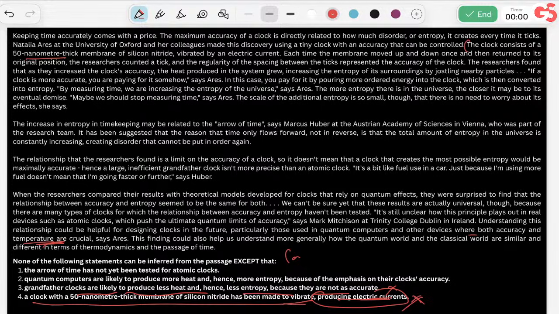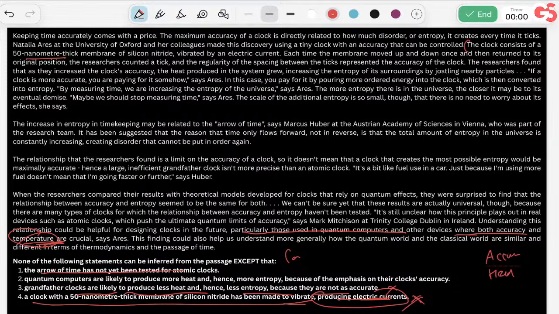Quantum computers are likely to produce more heat and hence more entropy because of the emphasis on the clock's accuracy. Particularly those used in quantum computers and other devices where both accuracy and temperature are crucial. ओके, मोर एक्यूरेसी ज़्यादा, हाँ, तो ये है कि अगर एक्यूरेसी बढ़ेगी तो ऑब्वियसली हीट ज़्यादा जनरेट होगी. सो आई कैन इन्फर टू. First, arrow of time has not yet been tested for atomic clocks. Is it clear? Is it mentioned?